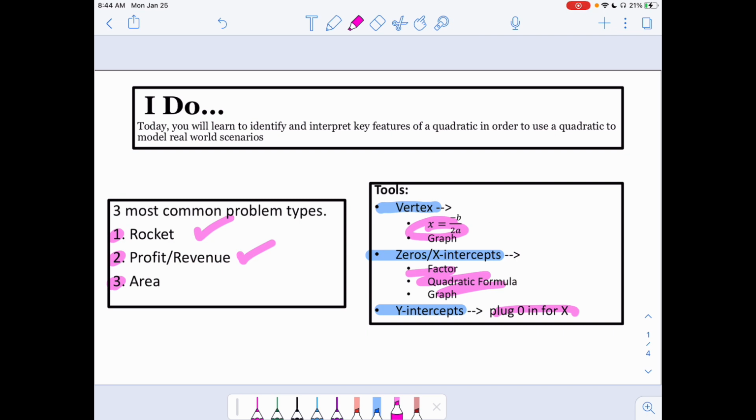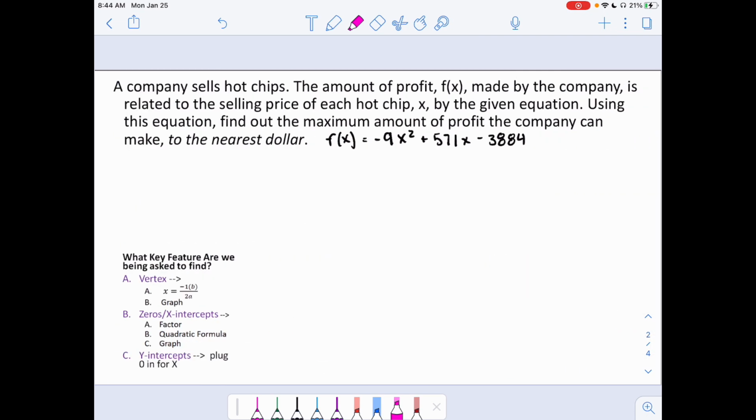Let's look at our first example. A company sells hot chips. The amount of profit, f of x, made by the company is related to the selling price of each hot chip, x, by the given equation. Using this equation, find the maximum amount of profit the company can make to the nearest dollar.